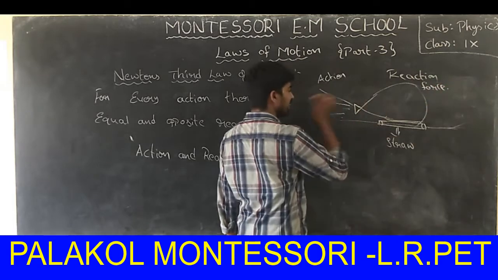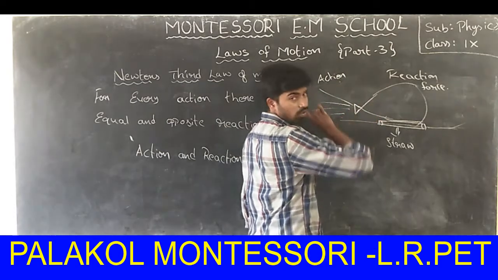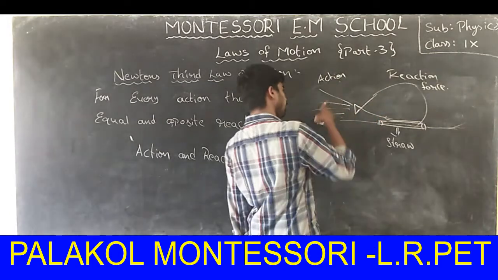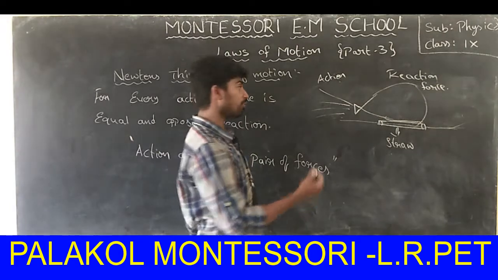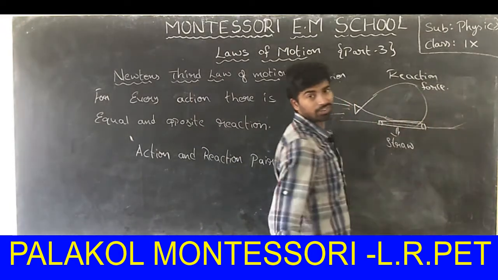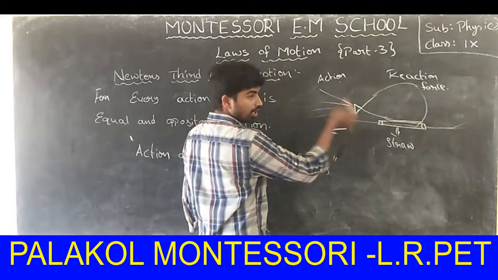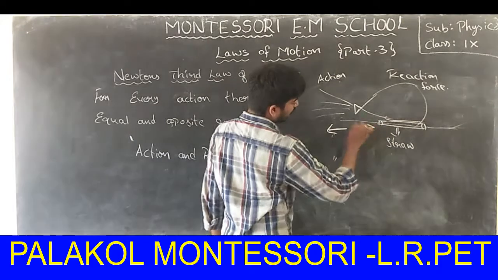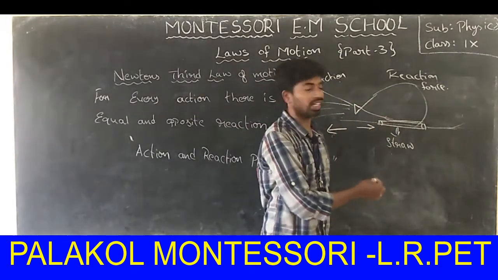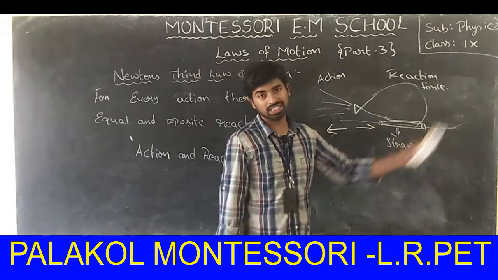So, because of the gases, what is the action force here? The gases coming out of the balloon exert force on the air. The gases will apply force on the air, and this air exerts a reaction force in the forward direction. So this is the force applied by the gases on the air, and this is the force applied by the air on the balloon. That force helps to move the balloon in the forward direction.